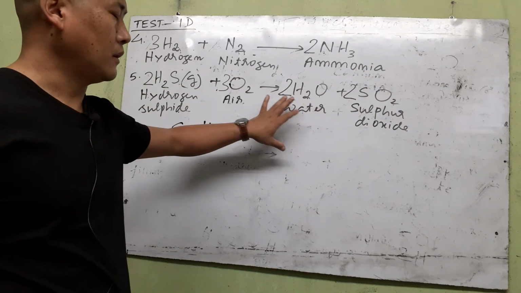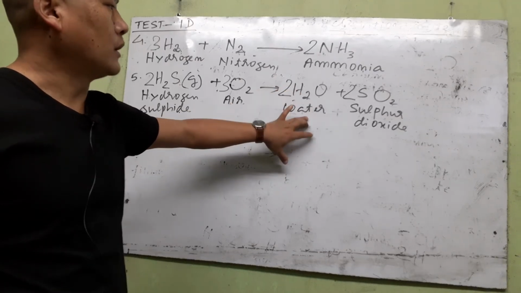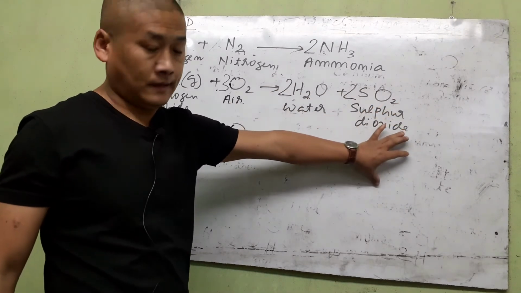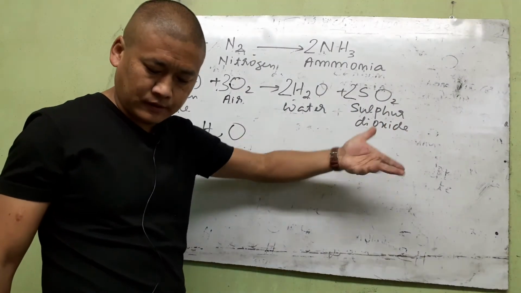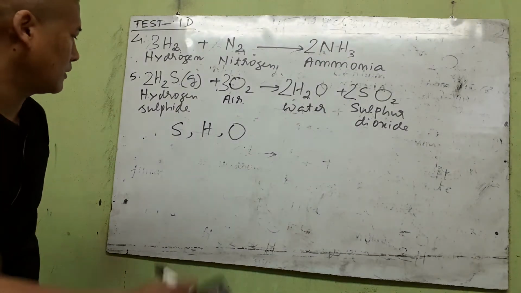air, or reacts with 3 molecules of air, same thing, whichever way you like to say it, to give 2 molecules of water and 2 molecules of sulfur dioxide gas. Sulfur dioxide, they didn't say gas, so you need not mention. 5. Then let us go to 6.